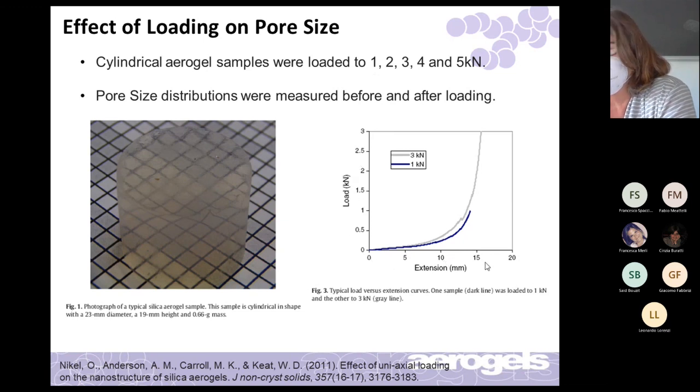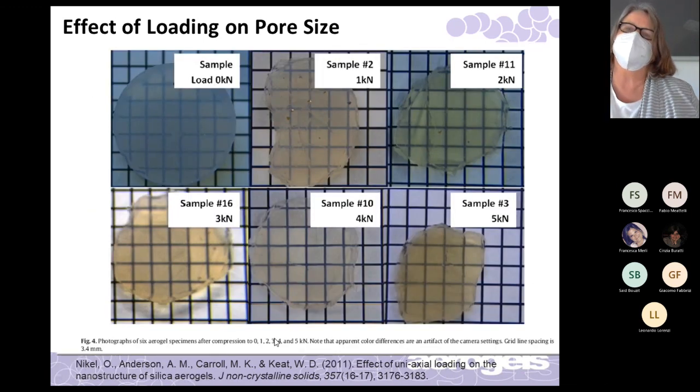In this case, this is when it was loaded all the way up to 1 kilonewton, and this is when it went up to 3 kilonewtons. So it just shows those curves. And actually, I wish I had a side view, but this is what happened when we loaded the sample. So from above, with no load, it's a perfect cylinder, right?